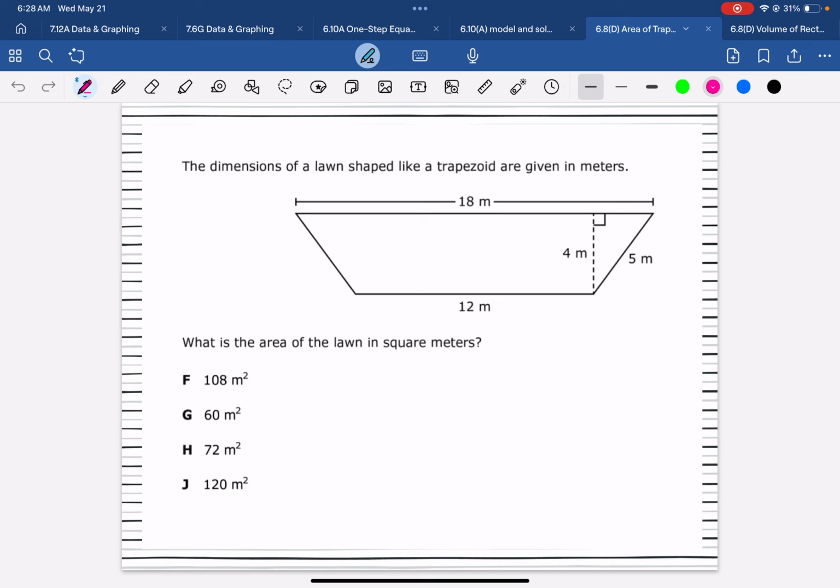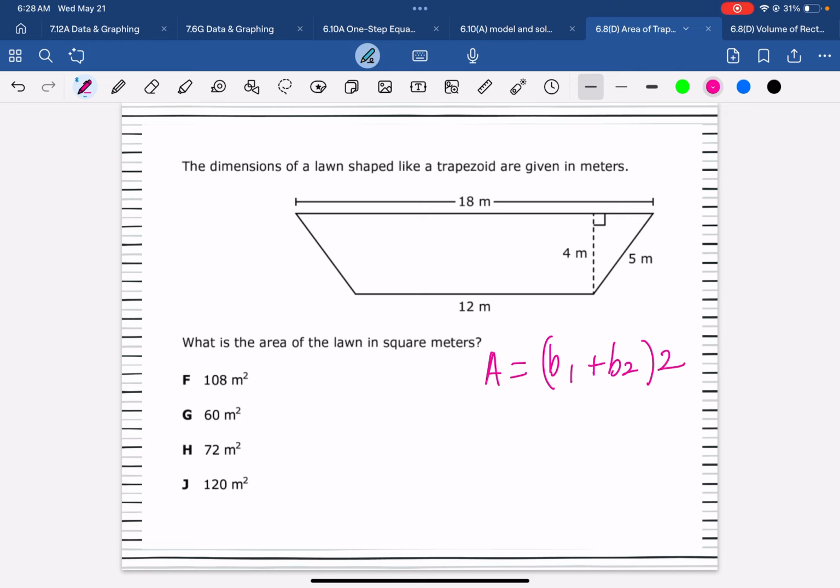It says the dimensions of a lawn shaped like a trapezoid are given in meters. What is the area of the lawn in square meters? So the first thing you always want to do is write down your formula. You have your formula sheet. I'm going to modify it just a tad bit. It does mean the same thing. Typically, the formula says half first.